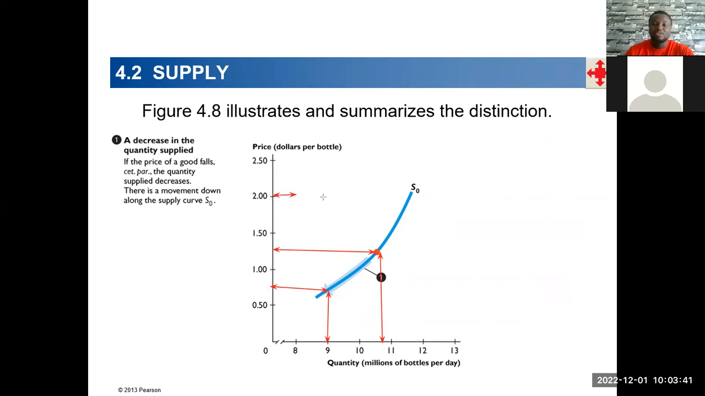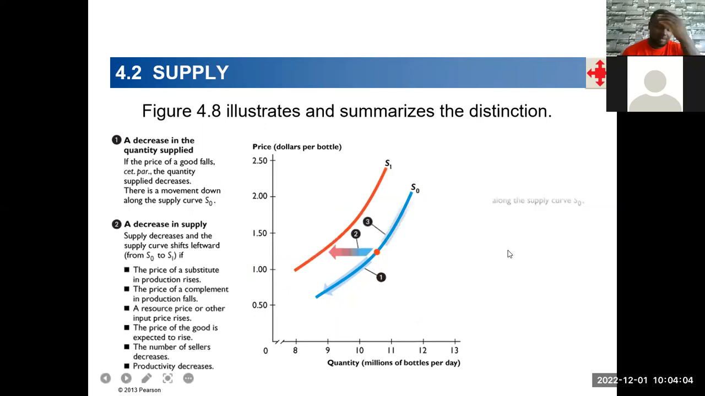But then if price should increase, then we should have an increase in what? The quantity that they wish to offer for sale. So this one, we are moving along the supply curve. So we'll call it an increase in quantity supplied. Okay, an increase in quantity supplied.